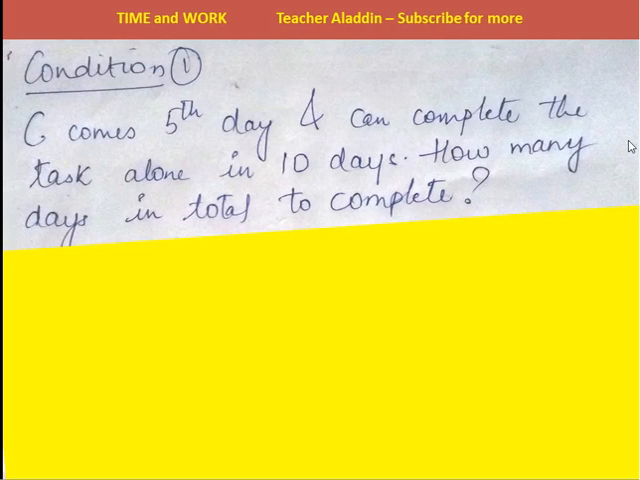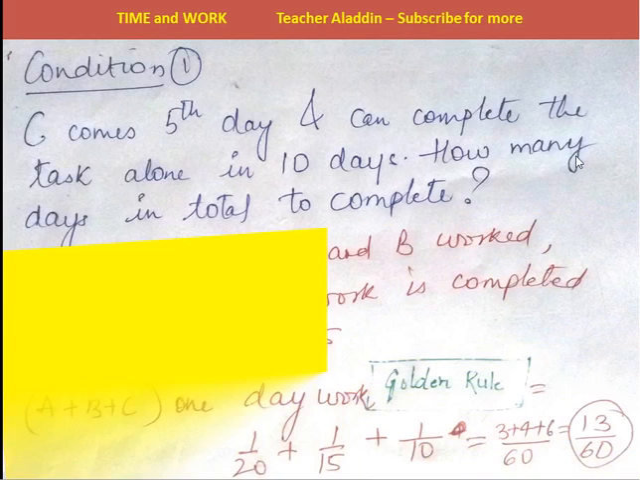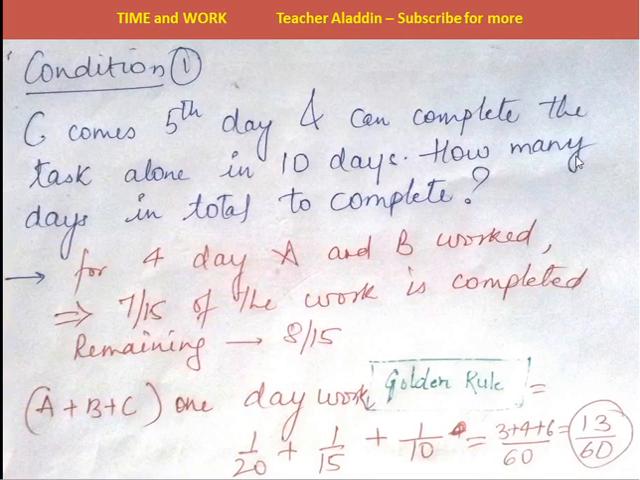Now how many days in total will A, B and C take to complete the work? Do we know how much work is remaining? Yes, we know. So we can solve it. Let us solve it. For 4 days, A and B worked, and they completed 7 by 15th of the work. Now the remaining work is 8 by 15th. Now we will try to find out what is 1 day work.